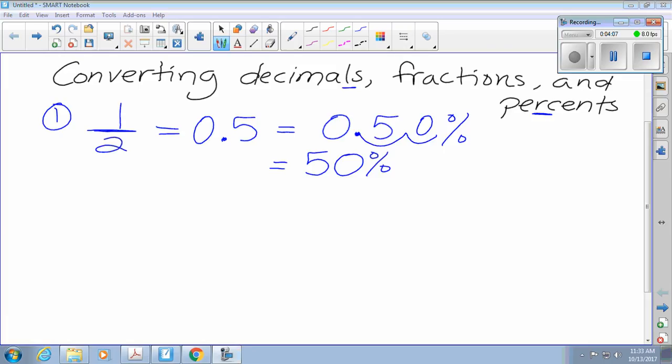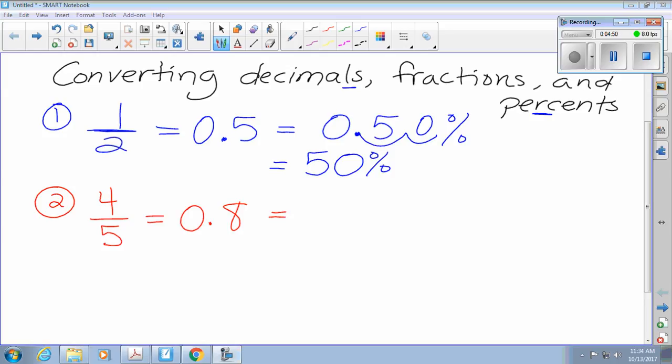So let's do another example. Example 2, let's do 4/5. Okay, so somebody tell me, how do I convert this to a decimal? What do I do, Aiden? Divide 4 by 5. All right, go ahead and do that, please. What do we get for an answer when you divide 4 by 5? Stephanie? 0.8. Very good. So 0.8. Did everybody get that? Okay.